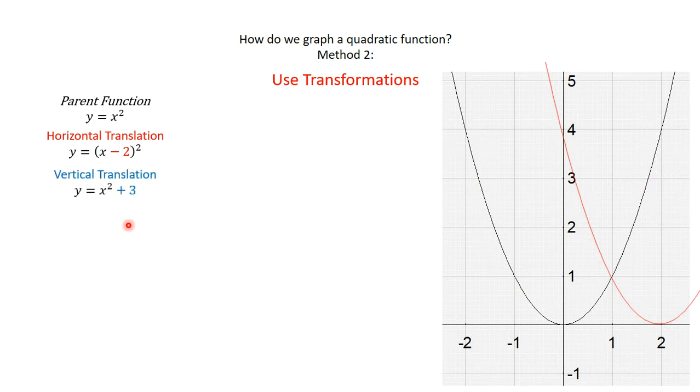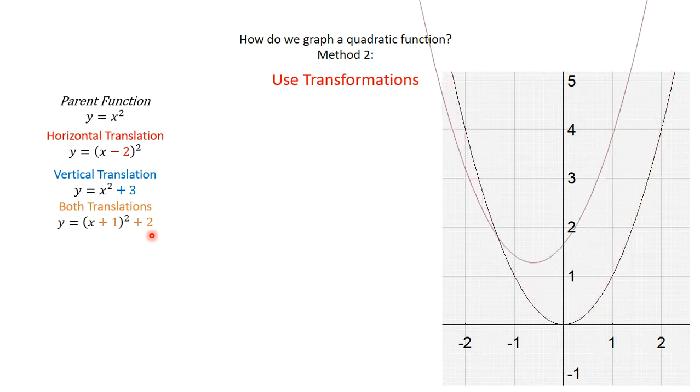If we wanted to move it vertically, we add something to the outside of the parentheses. So we just go plus 3 on the outside, and it would move it up there. Now most of the time, we'll be doing both translations, because this takes the vertex from 0, 0, and in this case it'll move it 1 to the left and 2 up to put it up there.